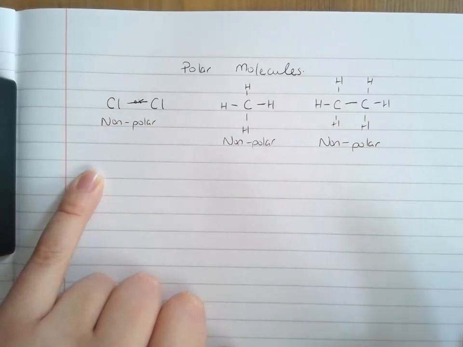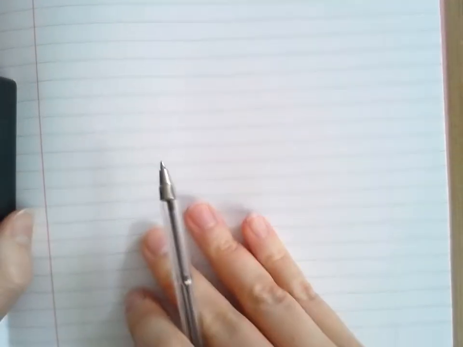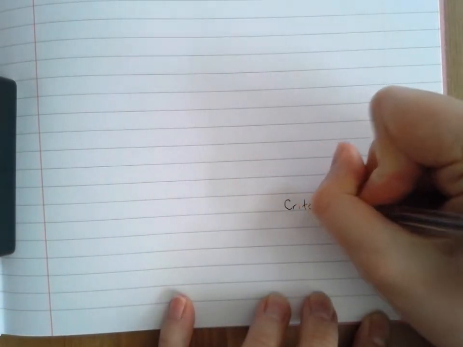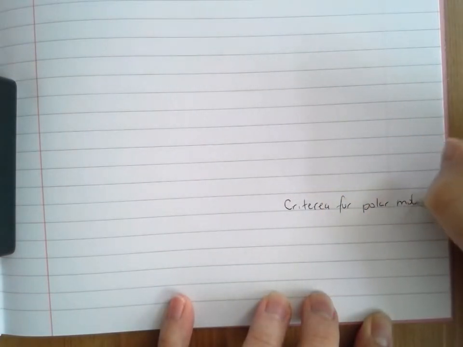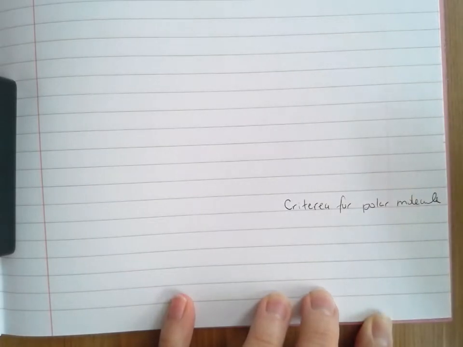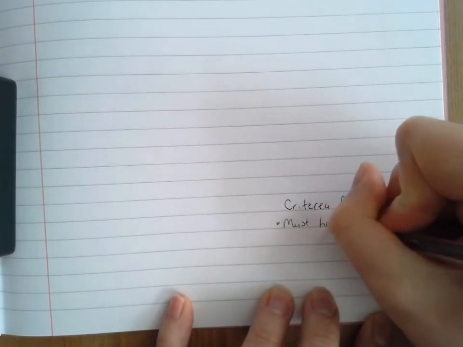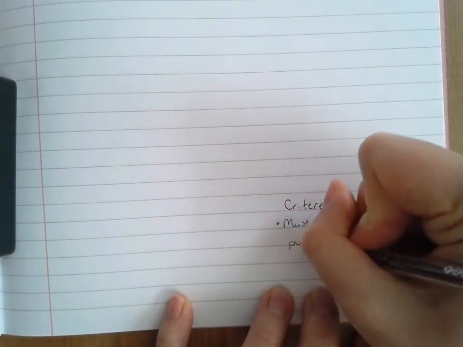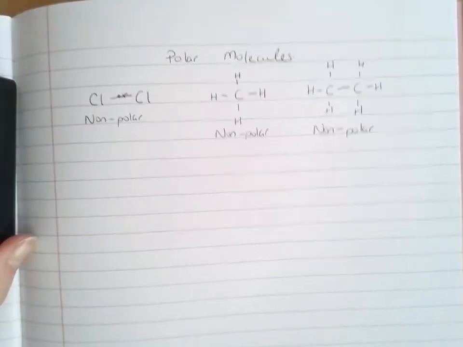For something to be polar overall, it must have at least one polar bond. I'm going to write that down here in my bottom corner. I'm going to write criteria for a polar molecule. For a molecule to be polar overall, it must have at least one polar bond. If all bonds in the molecule are non-polar, then the molecule itself will be non-polar.